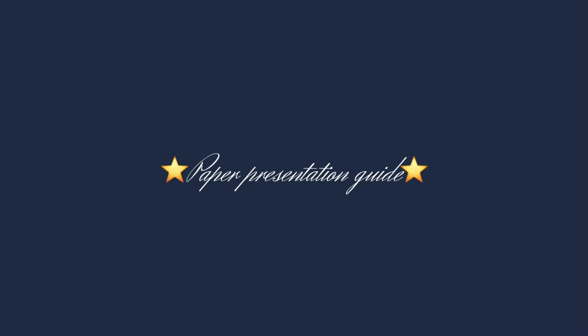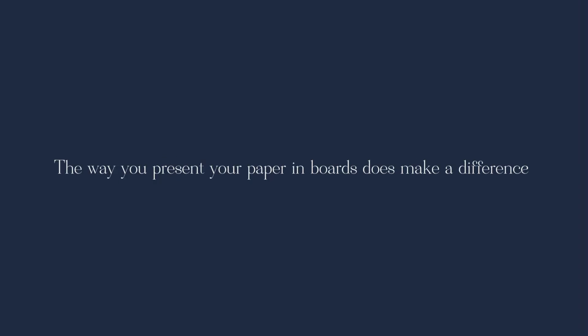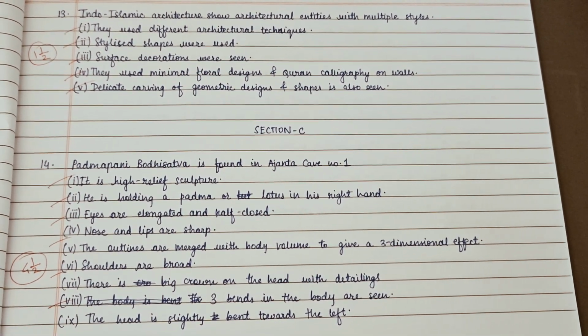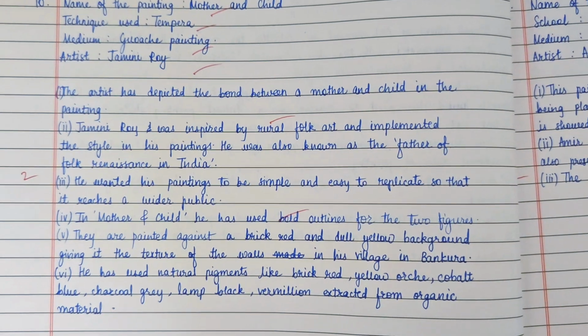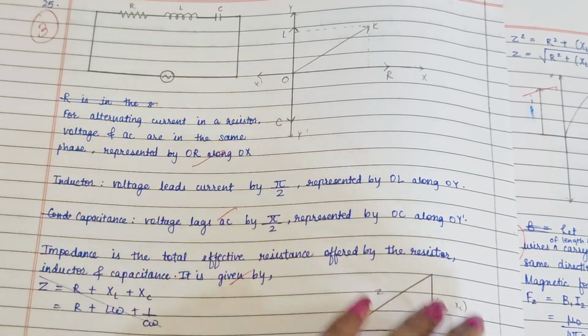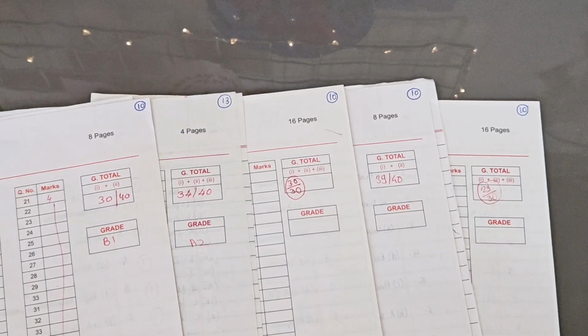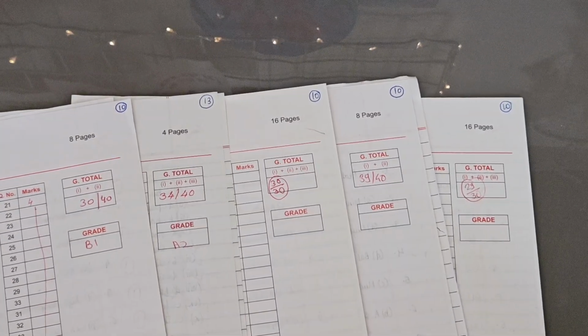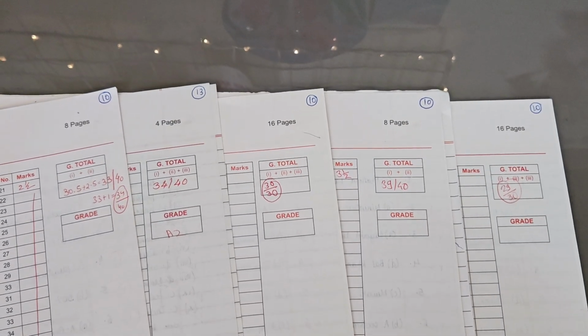It's a little paper presentation guide because I believe the way you present your paper in boards does make a difference. The examiner doesn't really know who you are, so it's a good way to make an impression. And it's also about how easy and quick you make it for the examiner to understand your answers, because they have like hundreds of papers to evaluate. Presenting your paper in a good way also makes it look more structured, well organized and interesting. So yeah, I hope you guys find it helpful.